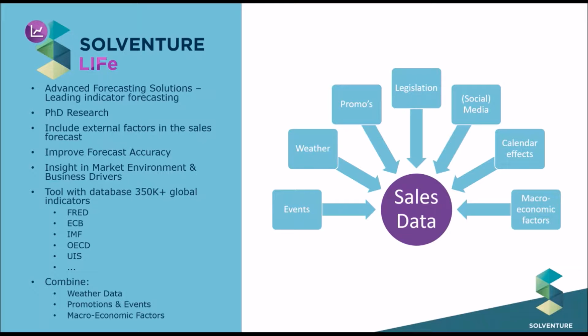When we look at external data, we are not only talking about macroeconomic factors, but we also talk about events, weather, promotions, legislation, social media, calendar effects. In our previous webinar in December, we talked about how promotions, events and calendar effects can affect your sales data. The webinar before that, we talked more about macroeconomic factors, but today we're going to talk about weather and how weather can affect your sales data.